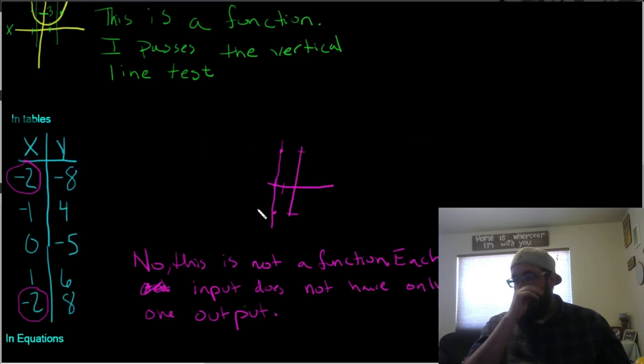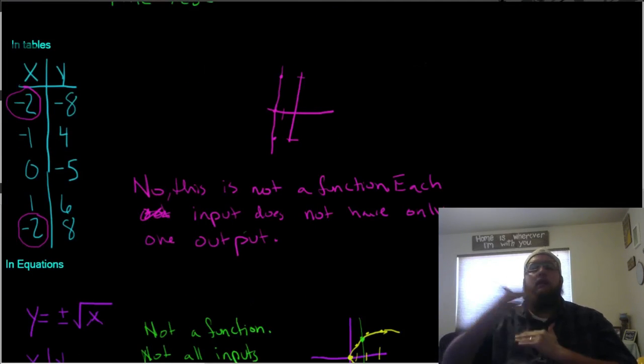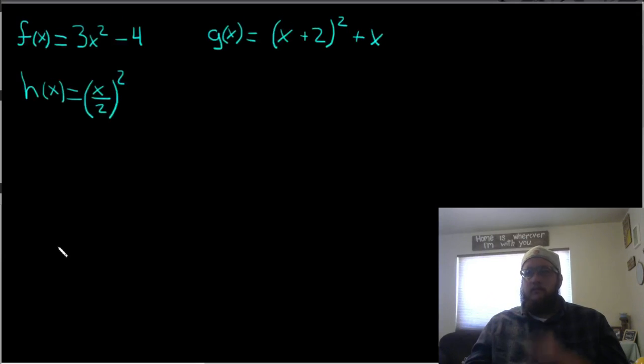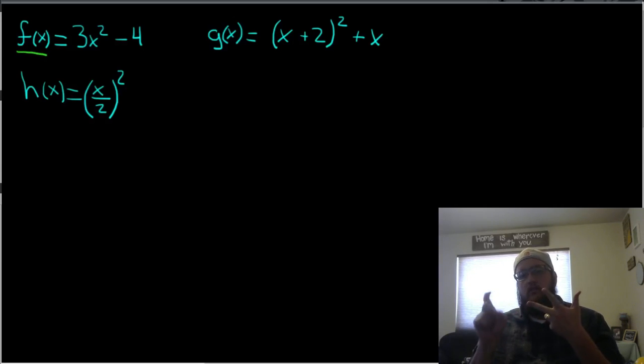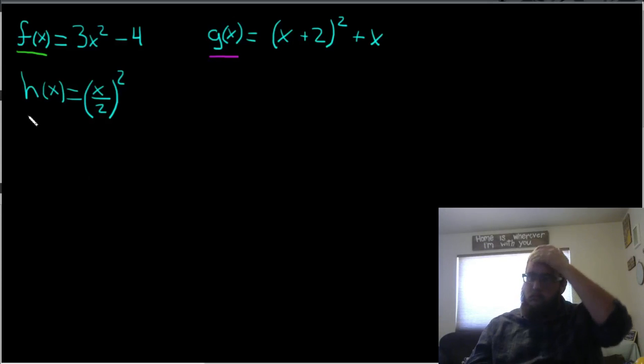Alright, so if you want to pause here, that's awesome. If not, that's cool too. We're going to jump into the next section, which is function notation. Alright, so I've got some functions here. I have an f of x function, I have a g of x function, and I have an h of x function.